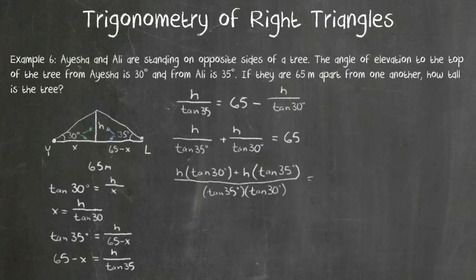Okay, and again this will equal 65. Or sorry, 65, not degrees. Okay. My next step, I'm going to factor h out of the numerator. So that's going to be tan 30 plus tan of 35 in brackets. Okay. I'm also going to multiply on the other side by tan 35 times tan 30. So I'm going to eliminate my fraction that way.